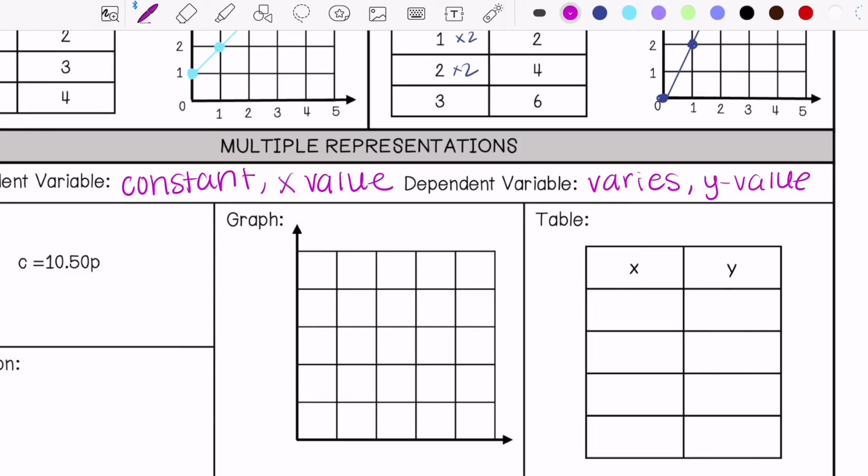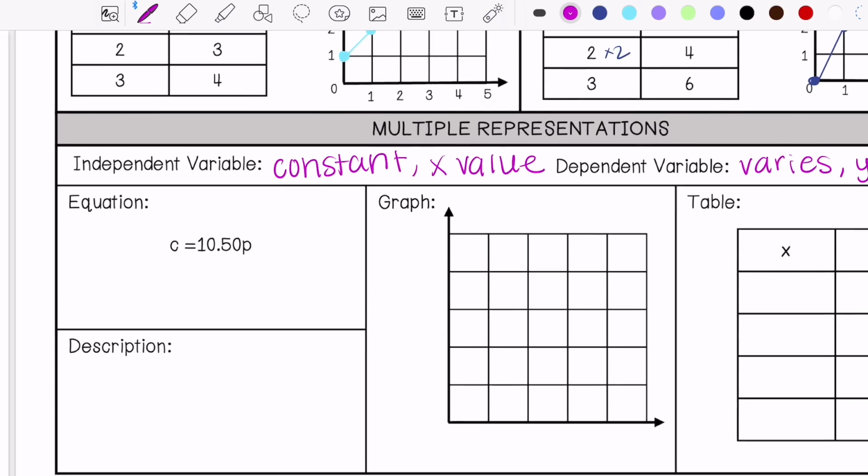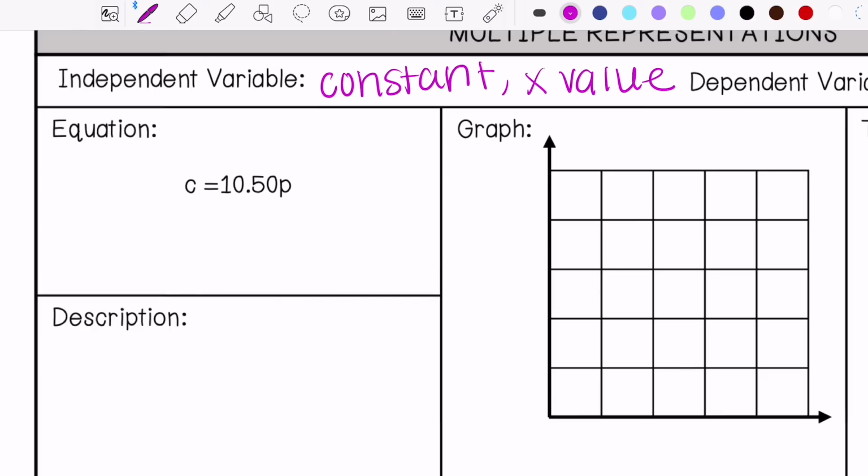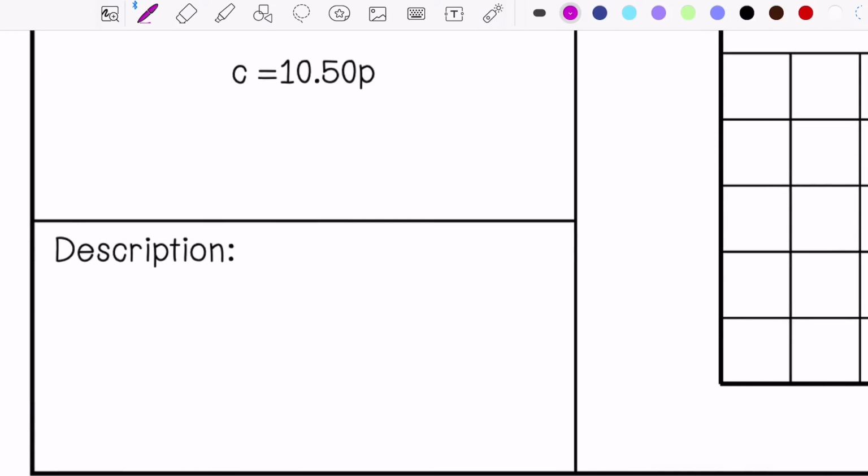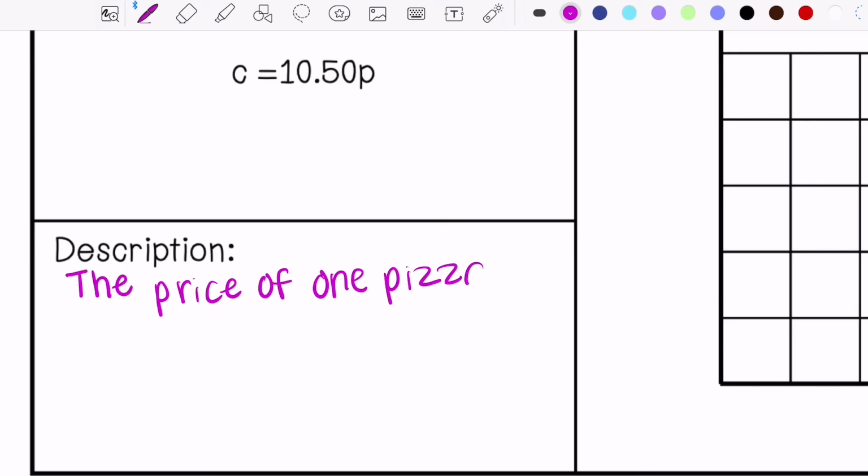All right, so my equation is C equals 10.50p. So I'm going to give a description for this. So my situation for this example is going to be the price of one pizza is $10.50.